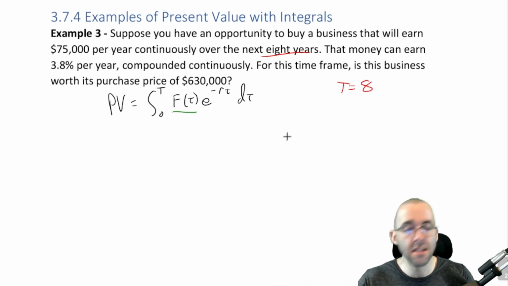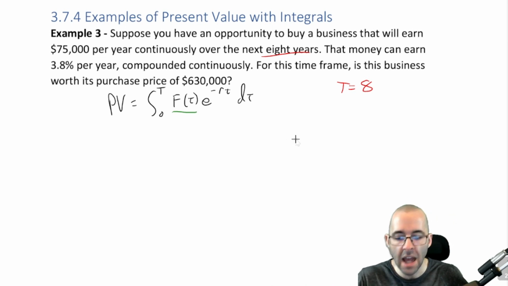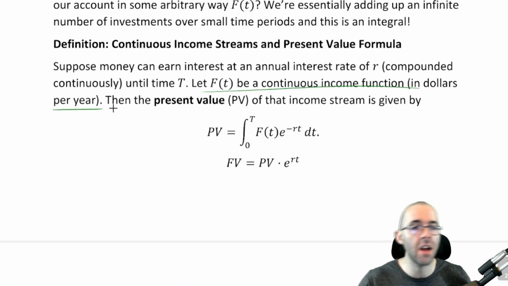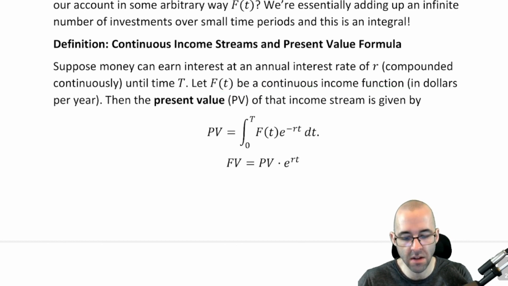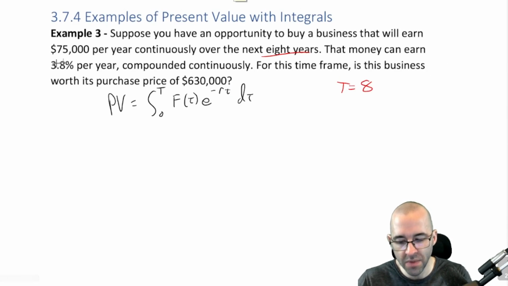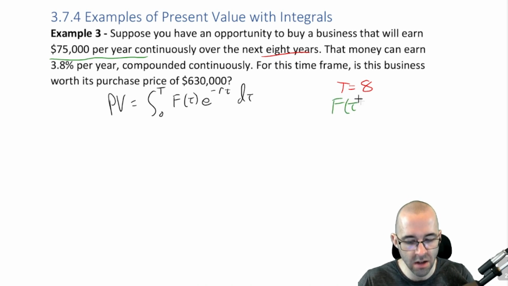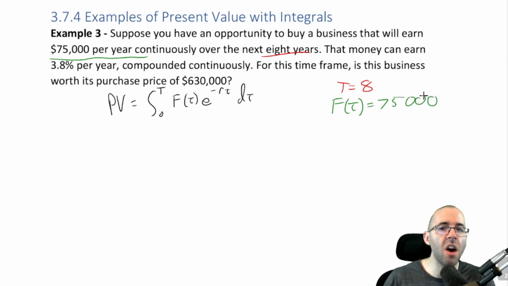F is a continuous income stream. F, remember, was given in dollars per year. So how many dollars per year can we invest? That's F. Well, it's telling us that it's a flat amount, $75,000 per year. And there's actually no T here. It's a constant income stream.